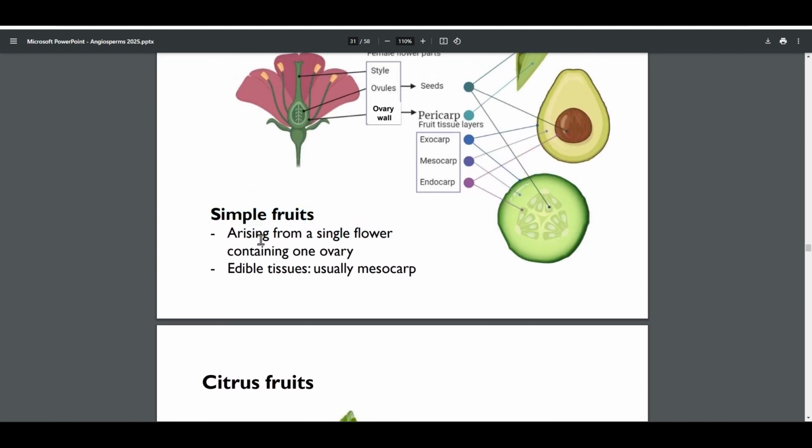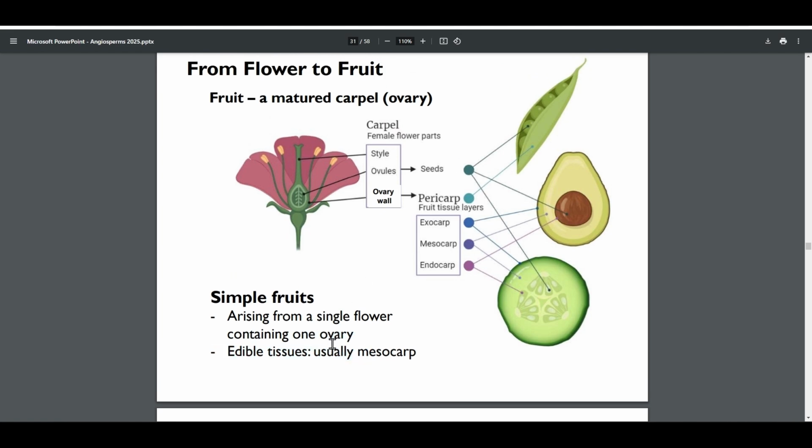The simple fruits arise from one single flower with one ovary, but just remember, one ovary can hold many different ovules. So this means that this cucumber would have come from one flower, but the seeds all come from all the different ovules from the ovary.